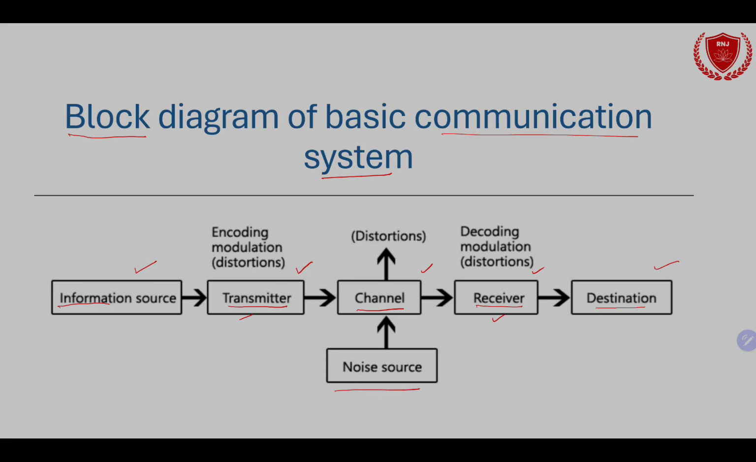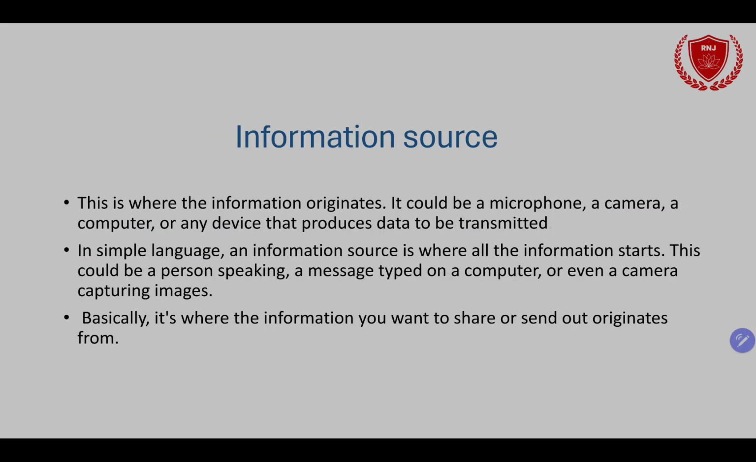So let us discuss each block in detail. Okay, so you understood what is a communication system. Next comes into the picture the information source. That is the first block of the block diagram of communication system. Now what is the information source? The information that you have to deliver is nothing but the information source, isn't it? Right now this PPT or this video is the information source, right?